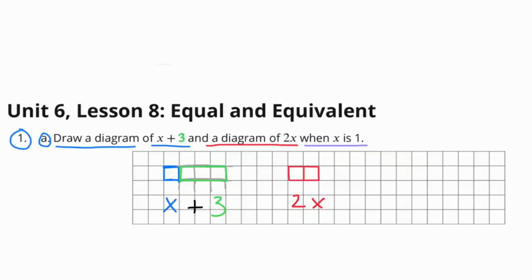Number 1, A. Draw a diagram of x plus 3 and a diagram of 2x when x is 1. When x has a value of 1, 1 square on my grid equals x. X plus 3, that's a total of 4 squares, or 4 units. And then 2x, that's a total of 2 squares, or 2 units.